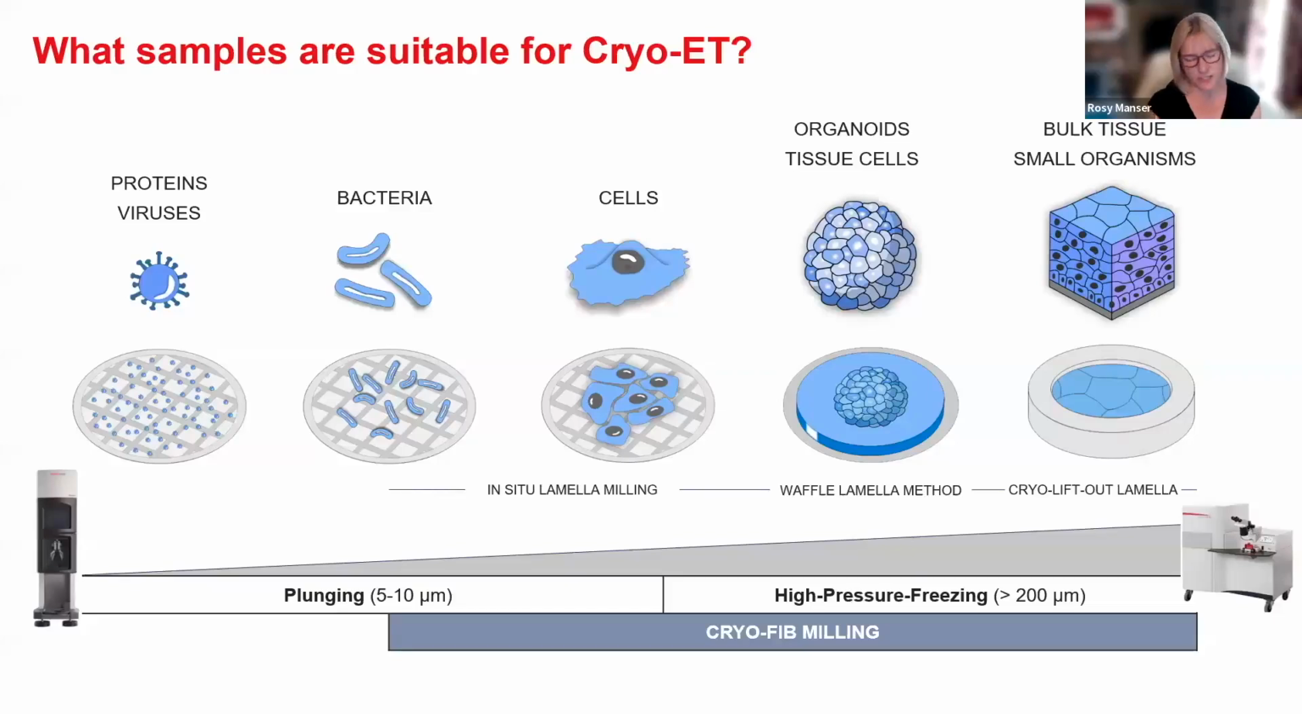So what kind of samples can you image with Cryo-ET? You've got everything from proteins and viruses through to bacteria. You can image cells, so these are cells on a grid. You can also then start to move into 3D culture.